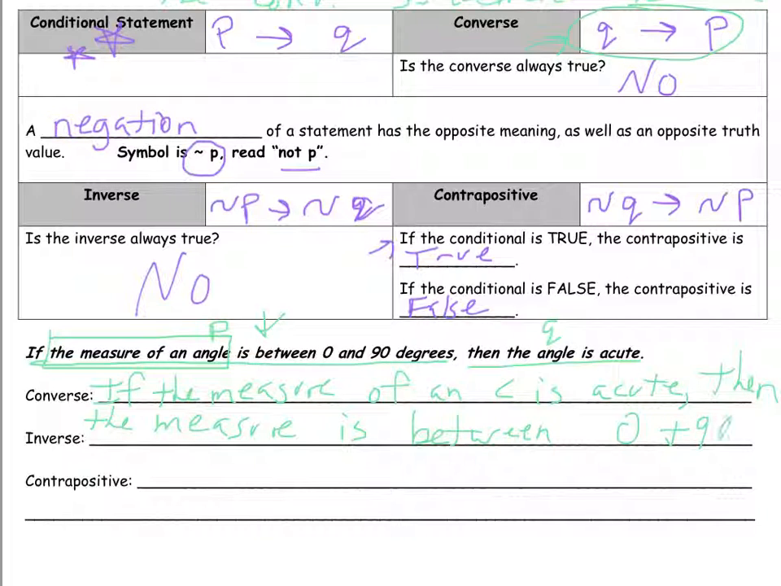Is this a true statement? Well, if the angle is acute, then the measure is between 0 and 90. That is a true statement. I can't think of an example where that would not be true. Is our original statement true? I forgot to test that. If the measure of an angle is between 0 and 90, then the angle is acute. Again, that is a true statement as well.